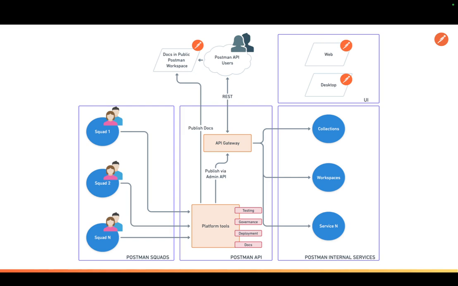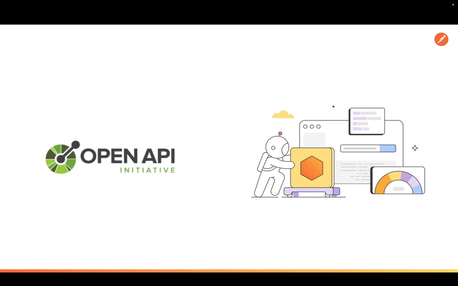But in order to do that, we need a way to describe the APIs, right? We want to test something before it's actually deployed. We need to describe how the API looks in order to test it. And for that, we are using OpenAPI. OpenAPI is a standard format that allows you to describe HTTP APIs.